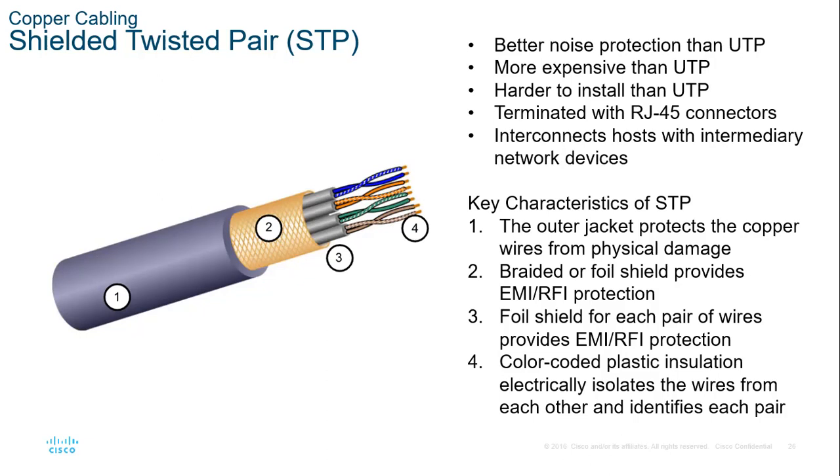Key characteristics of STP. What are the different characteristics of STP? The outer jacket protects the copper wires from physical damage. A braided or foil shield provides EMI or RFI protection. A foil shield for each pair of wires provides EMI or RFI protection. Color-coded plastic insulation electrically isolates the wires from each other and identifies each pair.